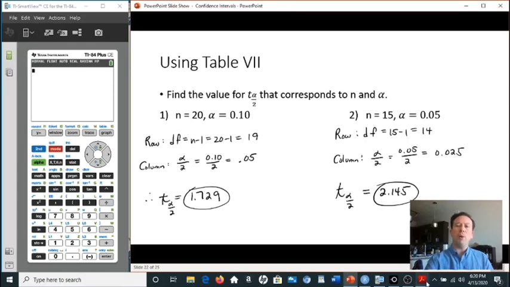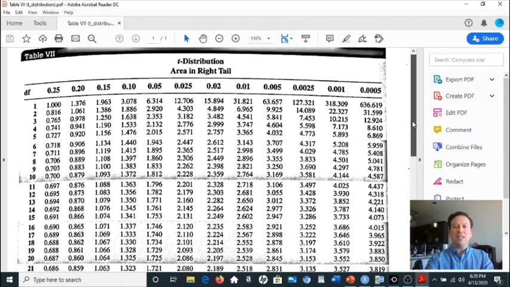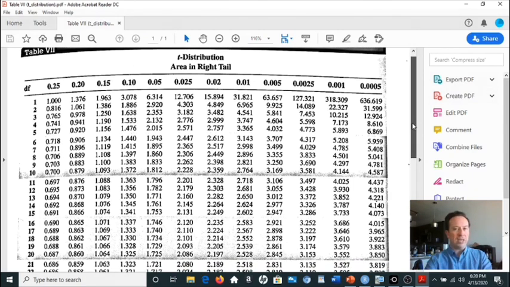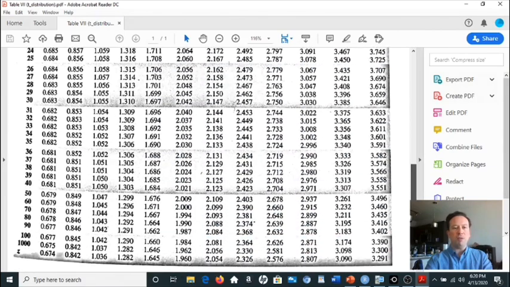One other thing I want to point out about the t-distribution: remember that the t-distribution is better for smaller samples. But if your samples get larger and larger, notice if you come down to the bottom of the table, if your samples get large enough, they eventually equal out to z-scores. So when your samples are very large, your t-scores become z-scores.